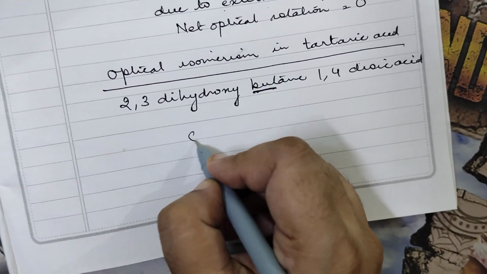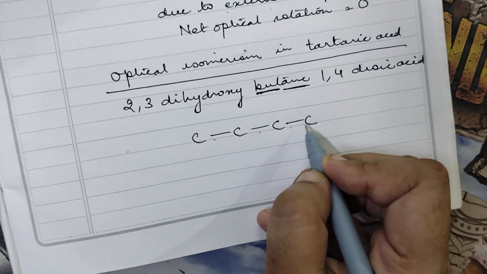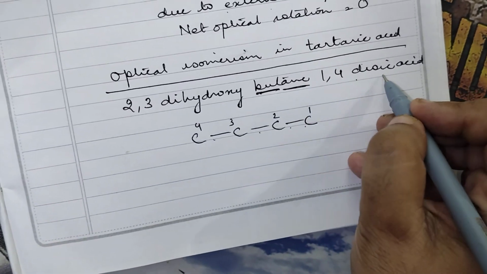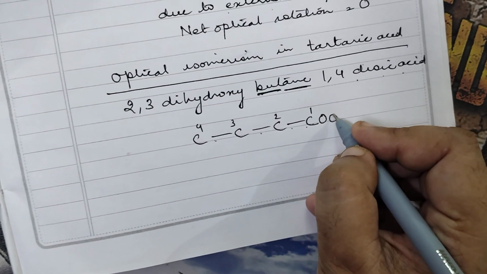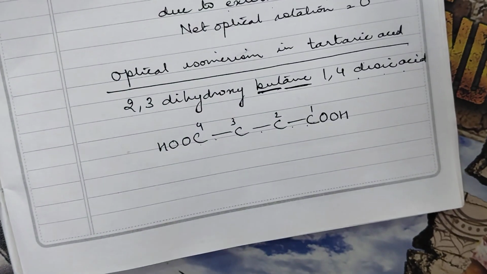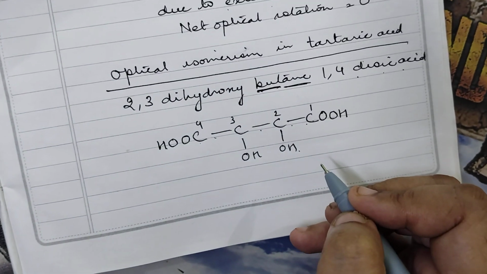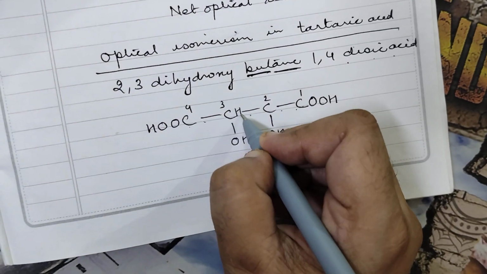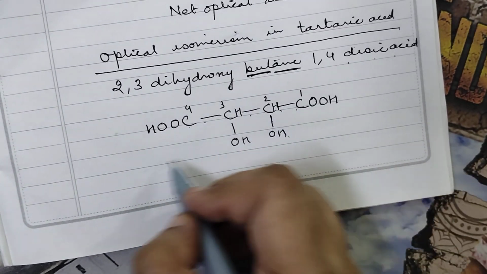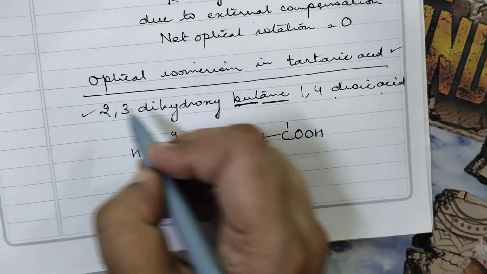Butane means a 4-carbon chain. Ane means all the bonds are single. At 1 and 4 we have oic acid. So change 1 to COOH and change 4 to COOH, right? And at second and third we have hydroxy. So we will attach one hydrogen here and one hydrogen here. And you can see that this is the structure of tartaric acid. You can be given the question with the name tartaric acid or with this IUPAC name.